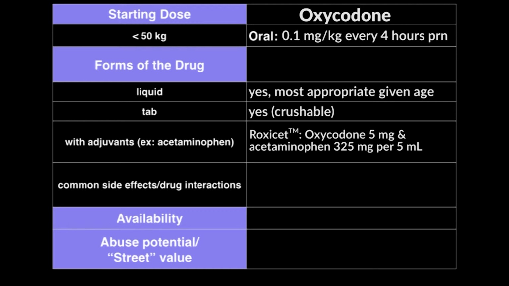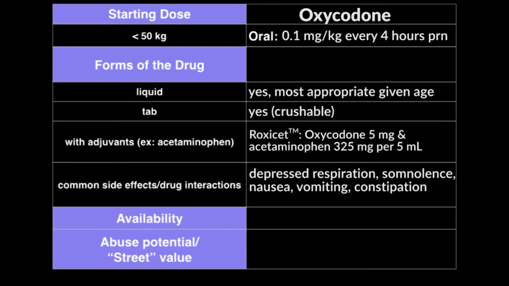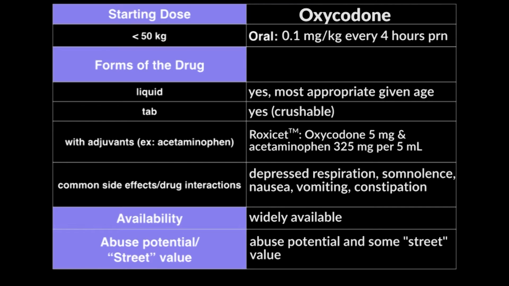The oxycodone carries with it the common side effects of opioid medications, including depressed respiration, somnolence, nausea, vomiting, and constipation. It is widely available, and there is some potential for the diversion of this medication, not by the patient, but by others in the household of this child.